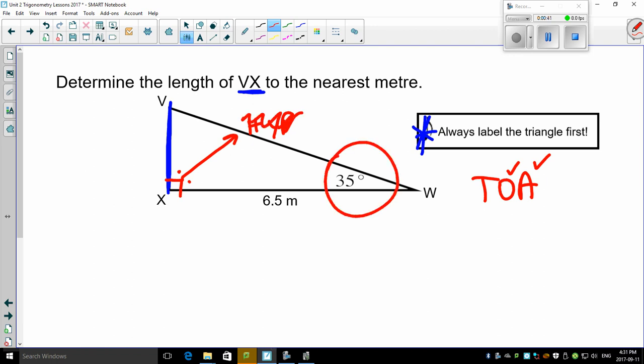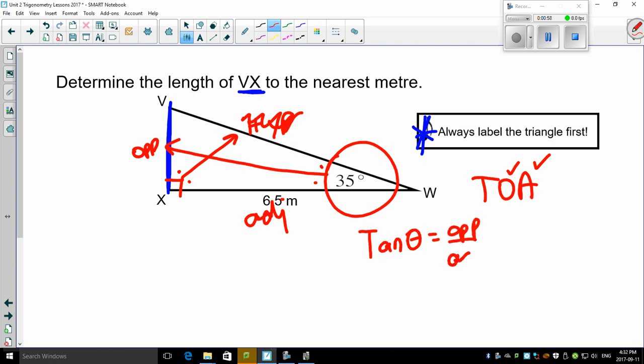Circle this guy here, put the eyeballs on it. Yep, it's staring off at the opposite. This is my adjacent. So look what I have. If I write out tangent, tangent of the angle is opposite over adjacent. Look what I have though. This is the cool thing. I have 35 degrees. So now tan 35 degrees.